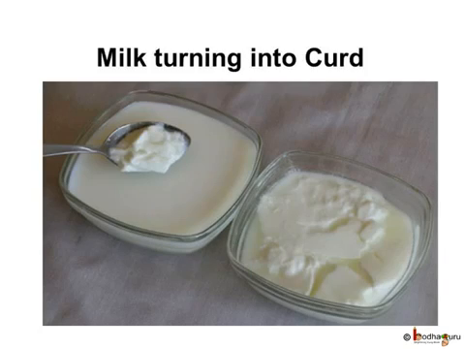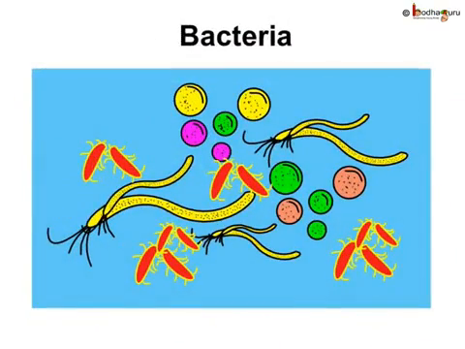Have you ever seen your mother making curd from milk? A type of microbes called bacteria turn milk into curd. And what are bacteria? Bacteria are one-celled tiny organisms present around us. They can't make their own food and depend either on other living or dead decaying matter. There are two types of bacteria. Parasitic bacteria, which depend on living things for their food, and saprophytic bacteria, which depend on decaying matter for their food.